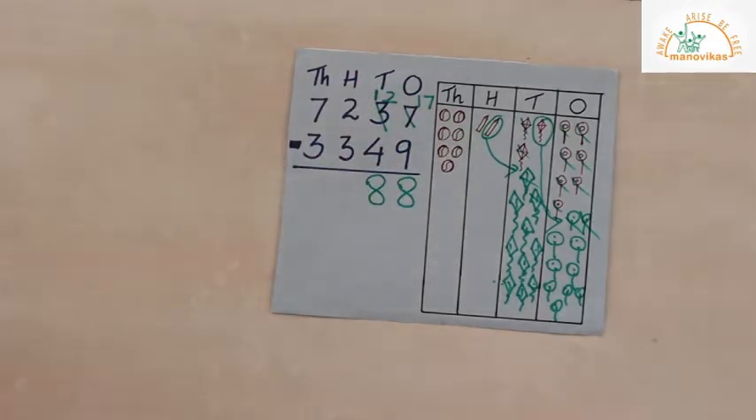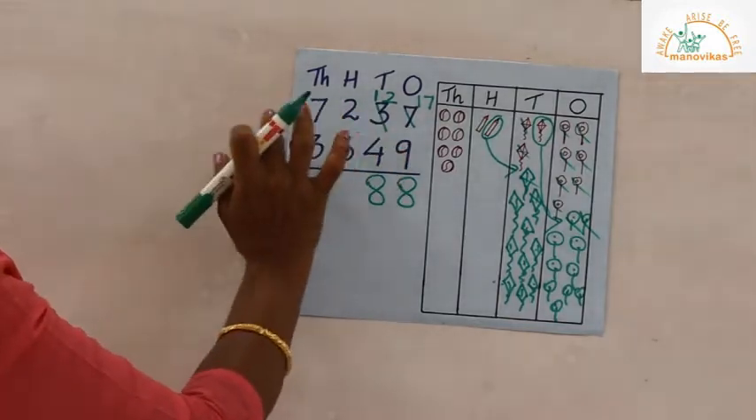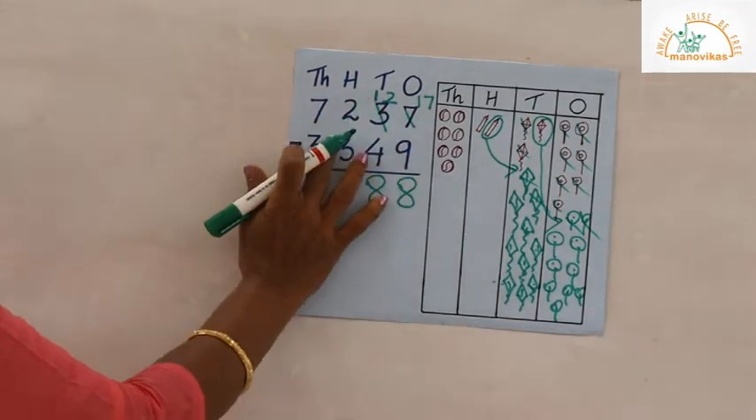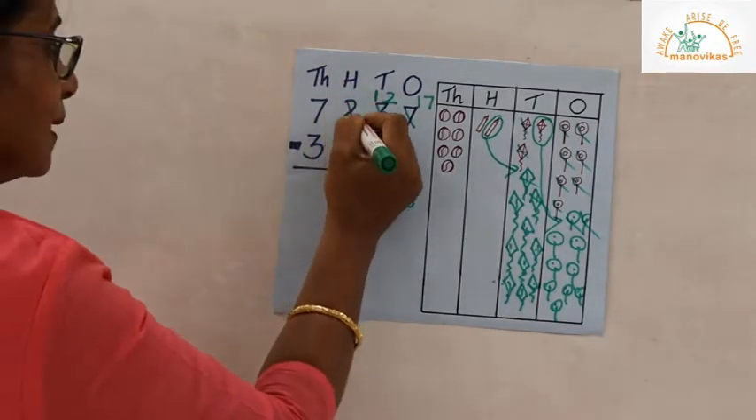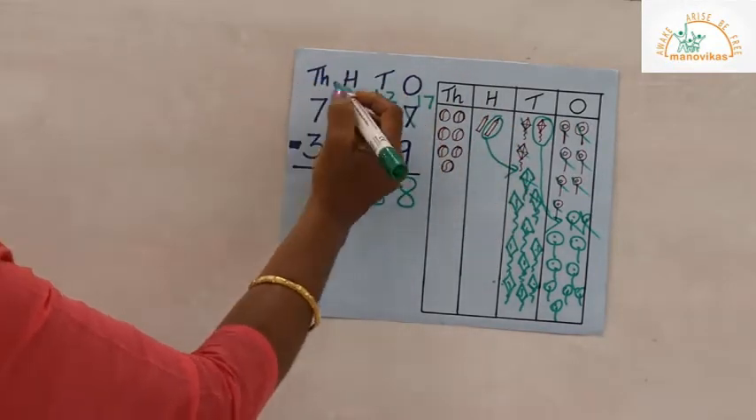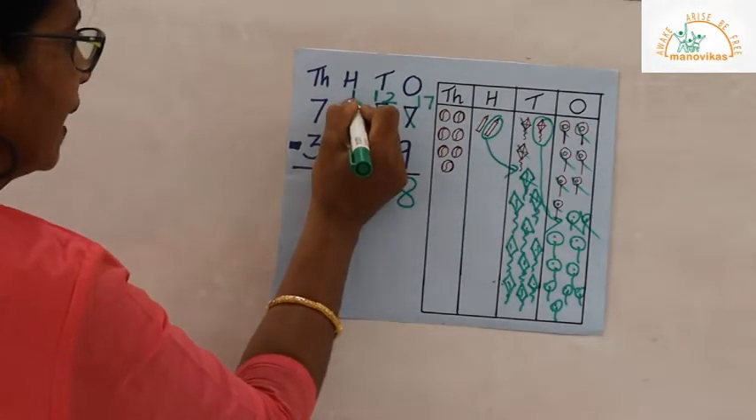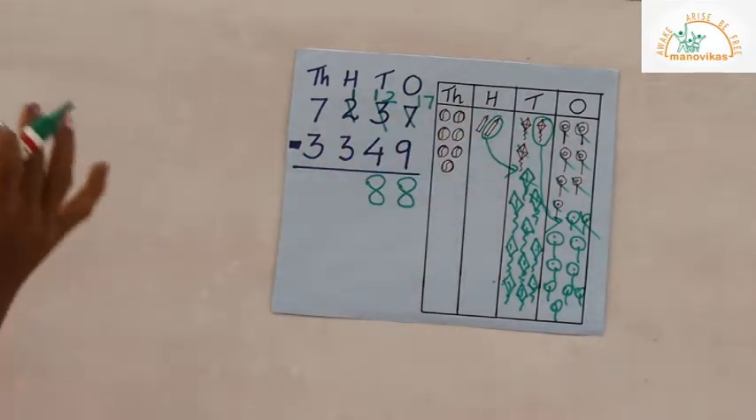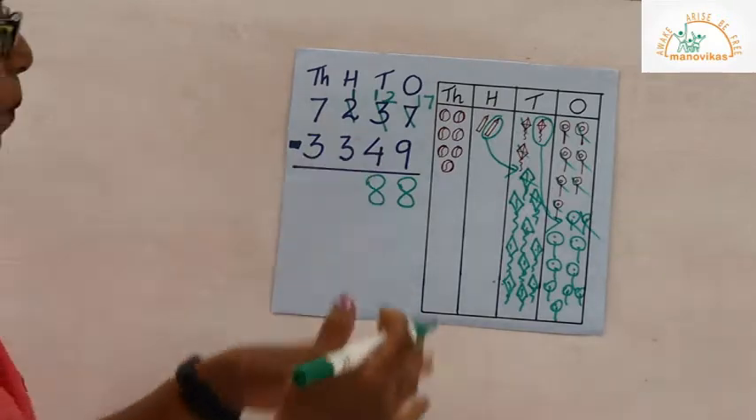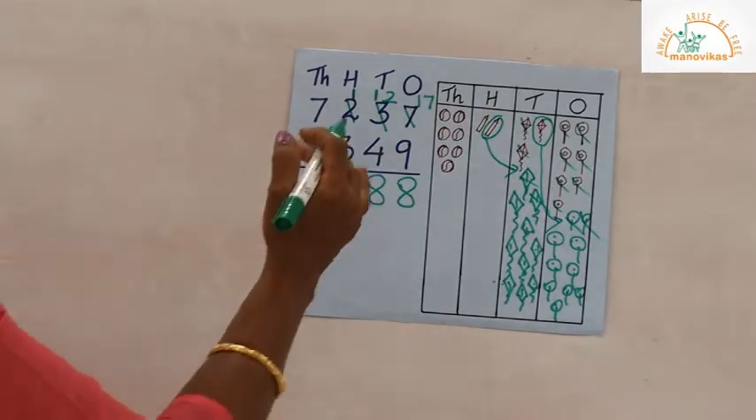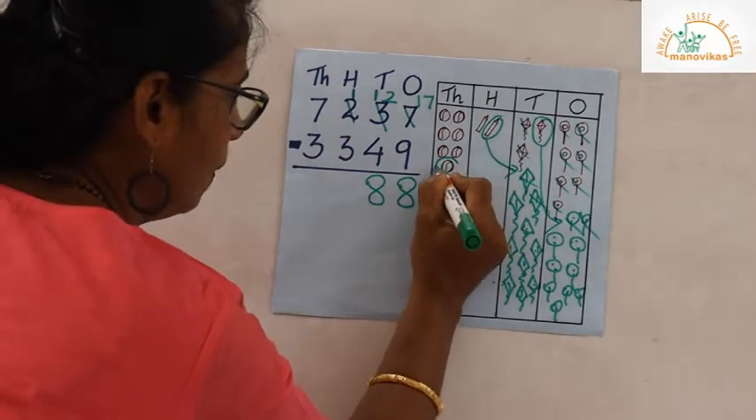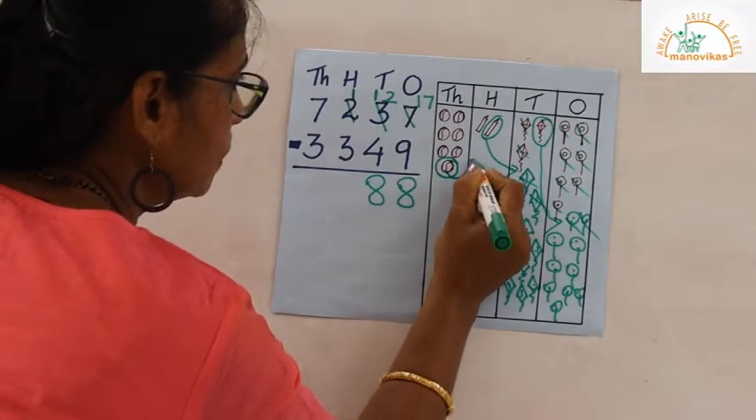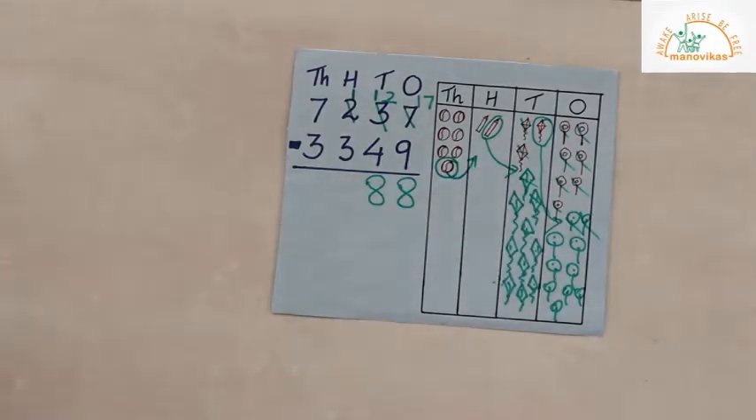Now we go to the hundreds place and we see we have 1 left. Why? Because the tens place has borrowed 1. So we get left with only 1 in the hundreds place. Now from the 1000, we will take 1000 which will give us 10 hundreds.